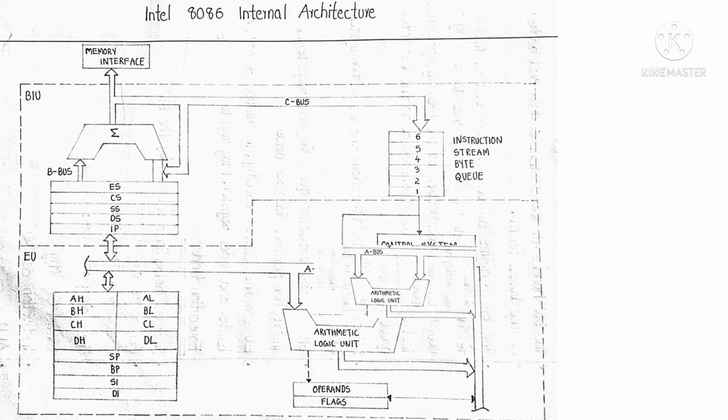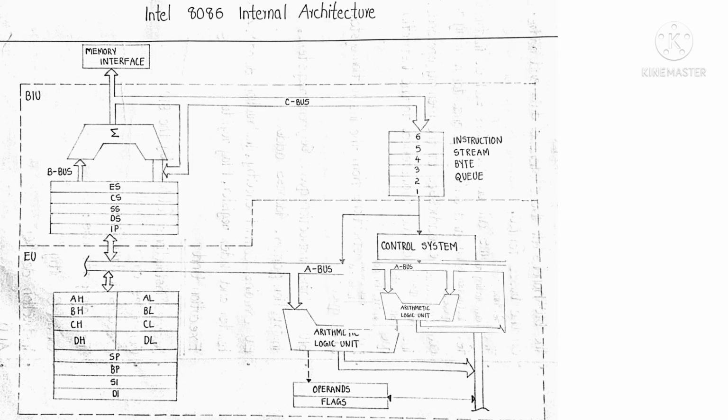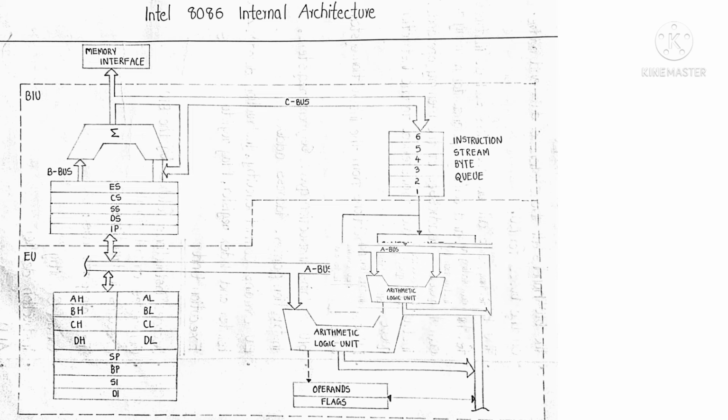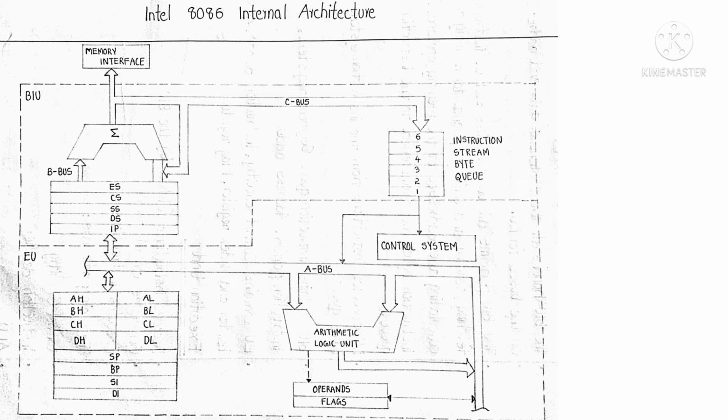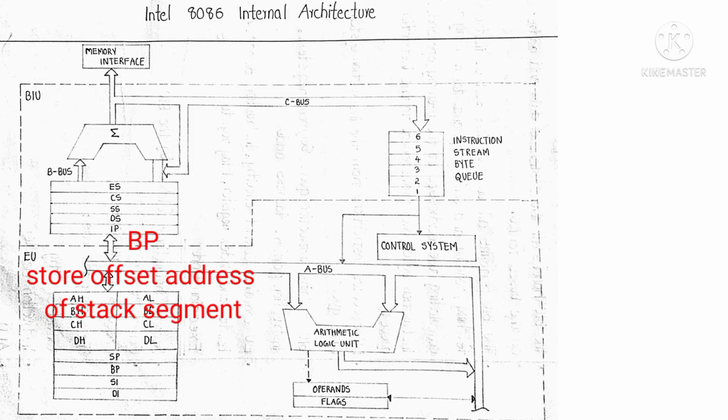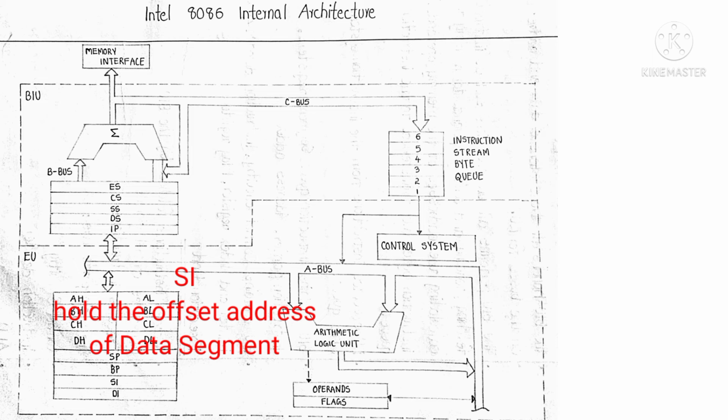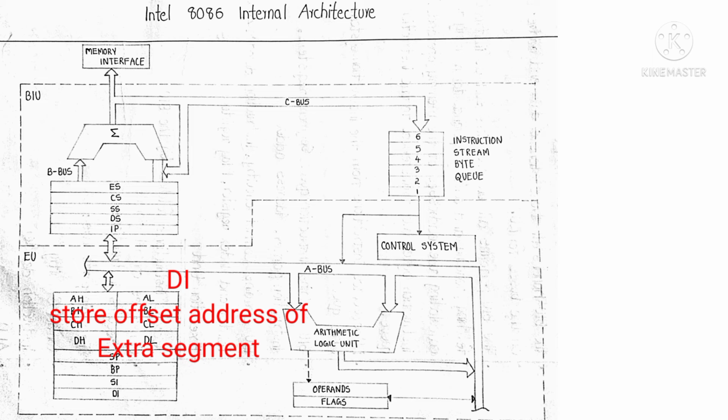Then the next unit is the ALU. The arithmetic and logical unit will perform 8 or 16-bit arithmetic and logical operations. Then you can see in the figure there are some special purpose registers. SP means stack pointer, which is used to indicate the top of the stack, and then the base pointer, which is used to store the offset address of the stack segment. Then the source index is used to store the offset address of the data segment, and the destination index is used to store the offset address of the extra segment.